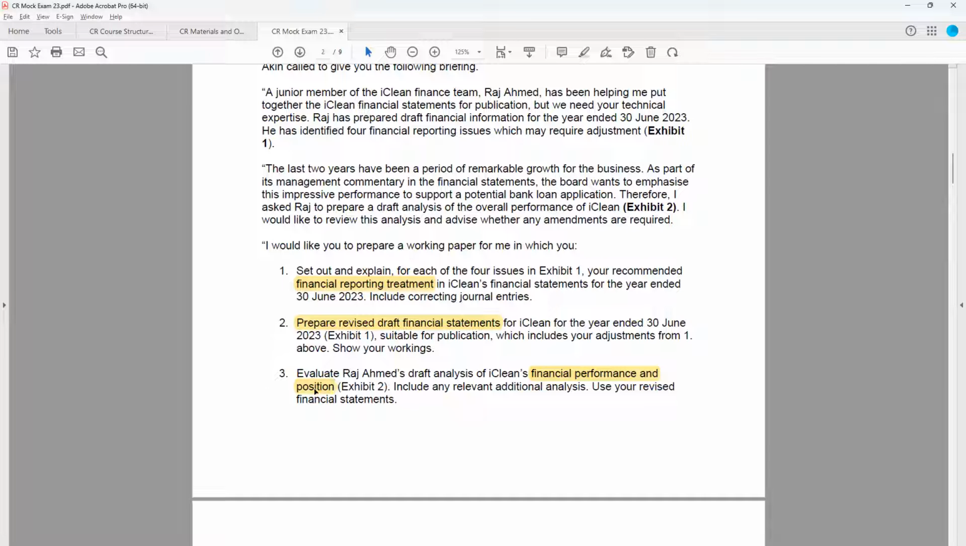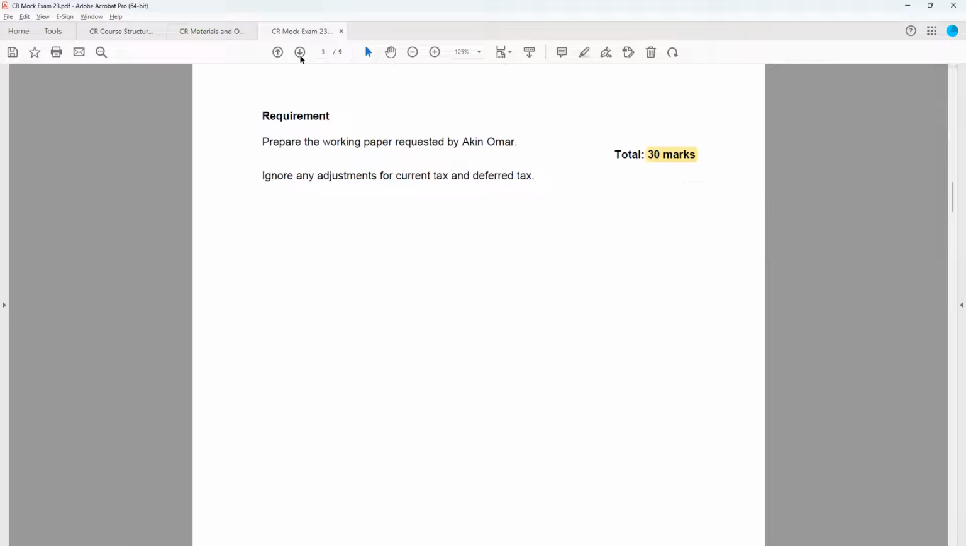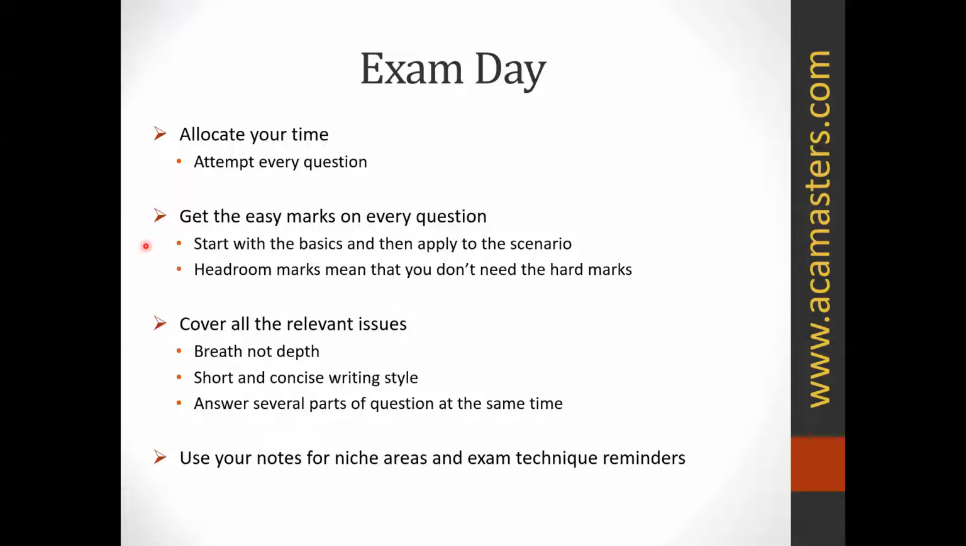So make sure you attempt every question and every sub-requirement so that you can get the easy marks on each. And even in each individual requirement and in each individual issue, there will be easy marks in there as well. So it's important that you start with the basics and then apply it to the scenario.